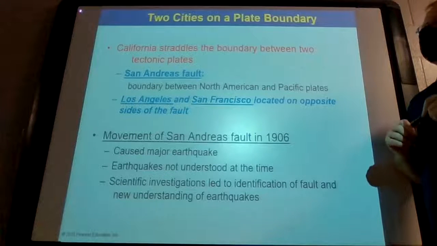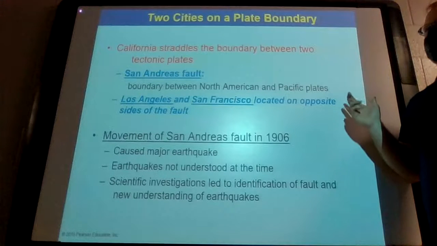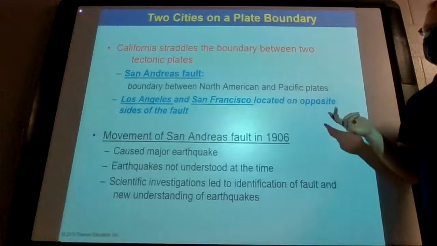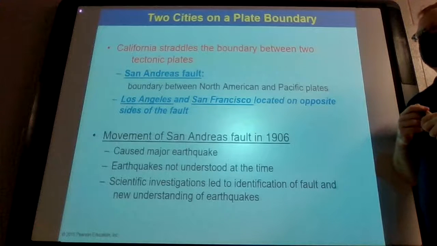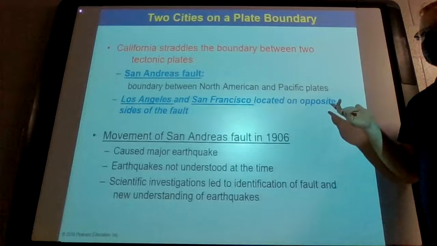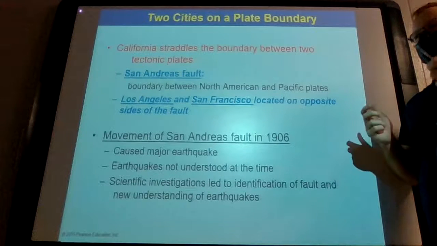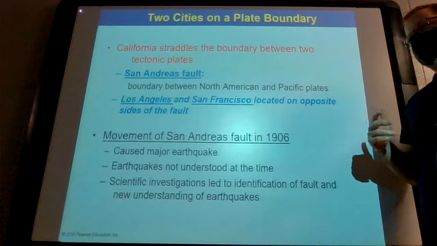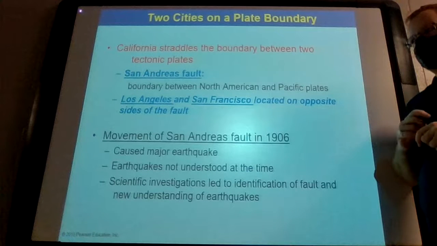They have your objectives that you're going to attempt to learn through this chapter, and it's not too bad. This is a pretty straightforward chapter. What they start off with is the tale of two cities on a plate boundary, Los Angeles and San Francisco. They are on opposite sides of the San Andreas Fault, and as that fault continues to move, Los Angeles and San Francisco are actually going to get closer together.